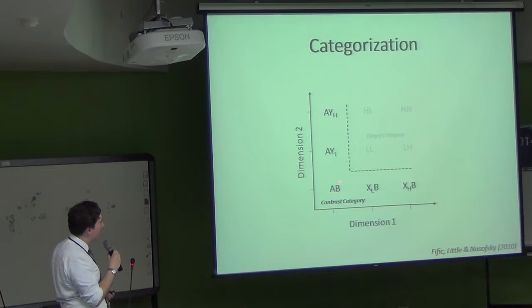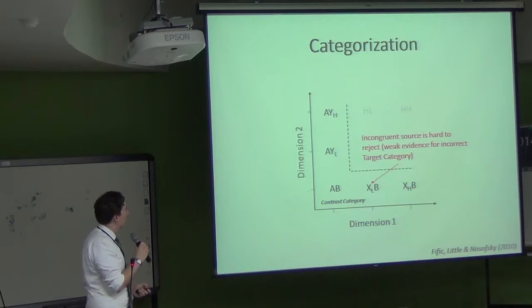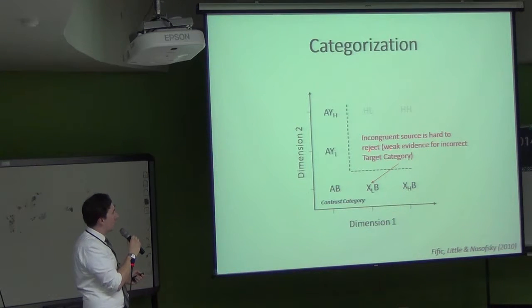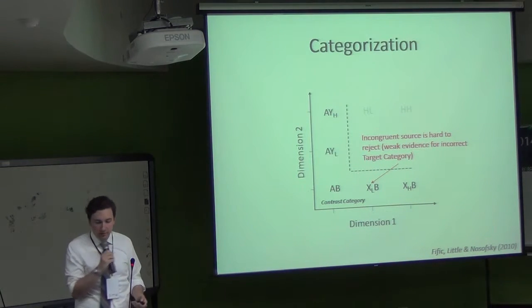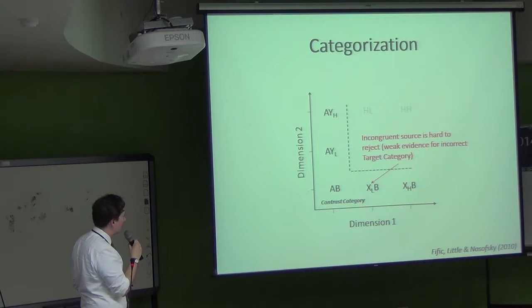The level of the good information that you want to use is always the same because it's equally distant from that boundary across all three of these, certainly the same for these three statements here. So this incongruent source is hard to reject. It's weak evidence for the incorrect target category, but it also gives you some evidence for the contrast category because it's quite close to that boundary.